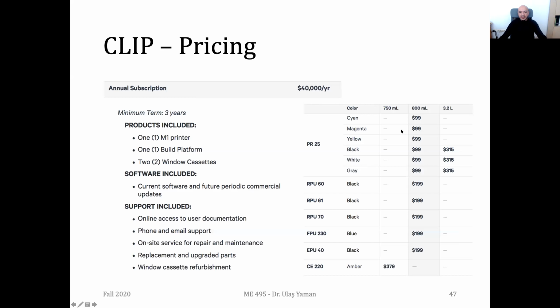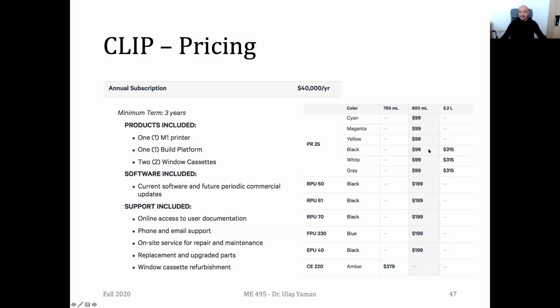Okay. Now I want to focus on their business model. They're actually not selling their printer. They are just subscribing it to you, but it belongs to the company. This is a kind of a weird way. I don't know. I don't like it, but this is how they do it.